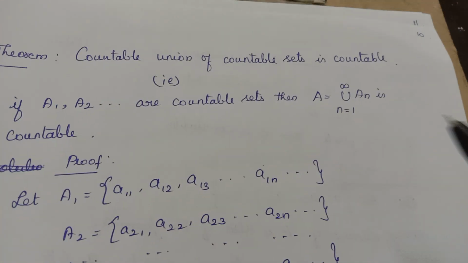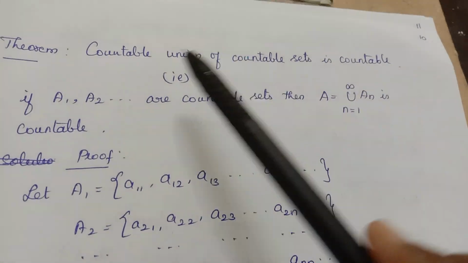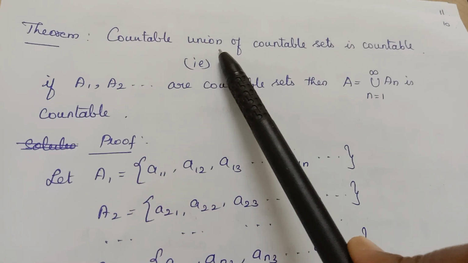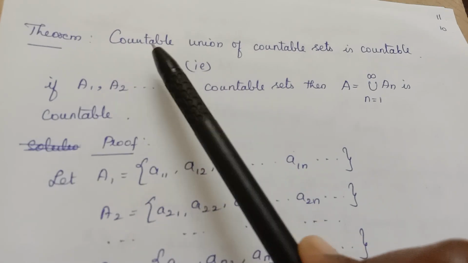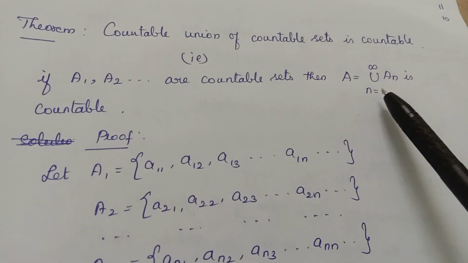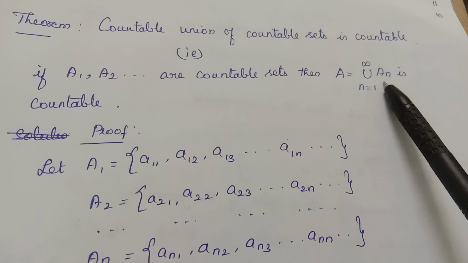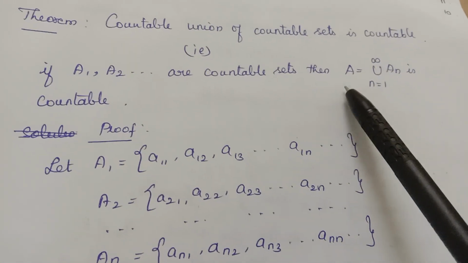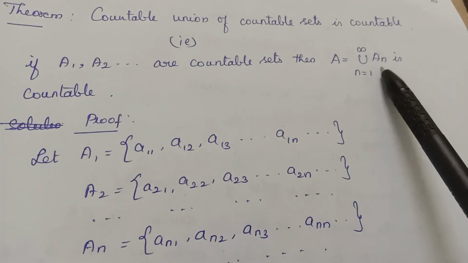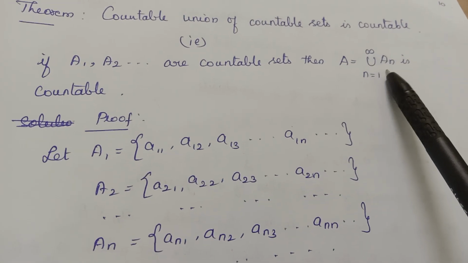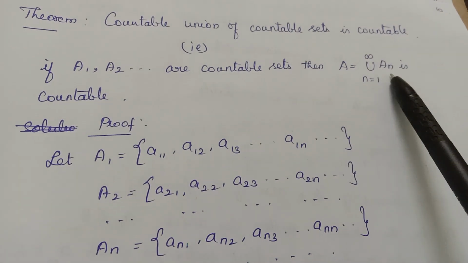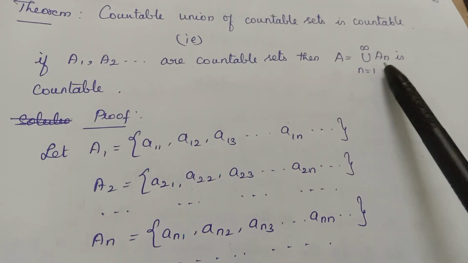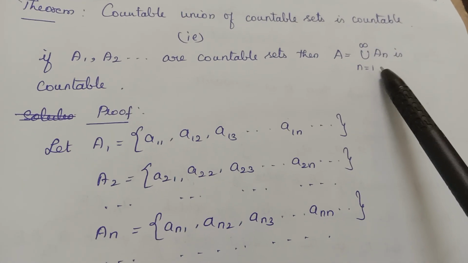Next theorem is: a countable union of countable sets is countable. So what do you mean by countable union? Union we know, isn't it? Union means we write all the elements of the sets together. What do you mean by countable union? Again the same thing. See, this is the union from n equal to 1 to infinity of A_n that I have written, no? That is A_1, A_2, A_3, etc. are countable sets. Then A equals the union from n equal to 1 to infinity of A_n. This is called a countable union. That means this n runs from 1 to infinity. That means n is countable, no? So this is called what? Countable union of countable sets is countable.